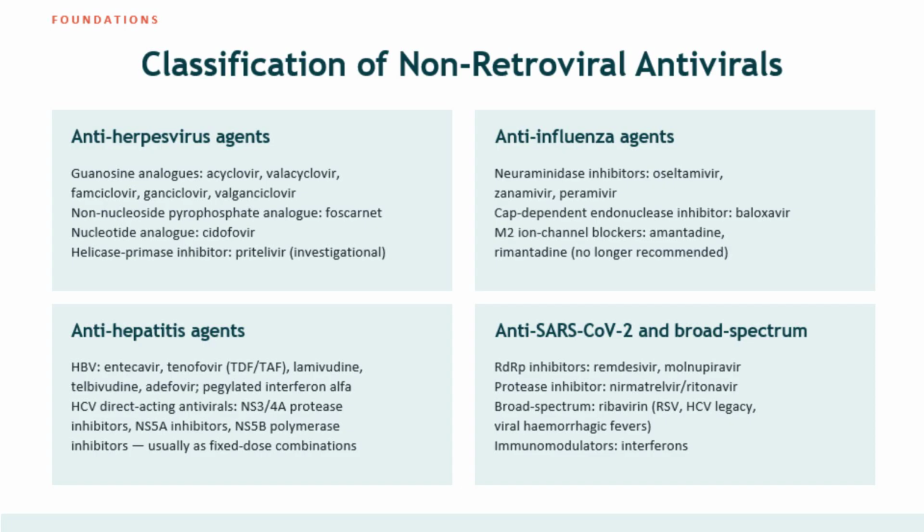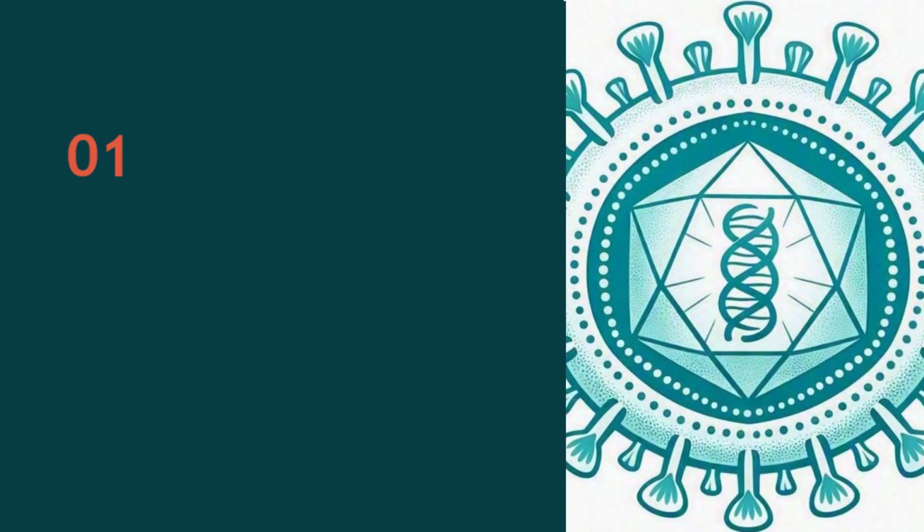Notice something. Look how many of these are analogues of a normal nucleoside or nucleotide. The virus mistakes them for building blocks, and that mistake is fatal to it. That single trick underlies drug after drug on this slide. Let's start with the classic family.